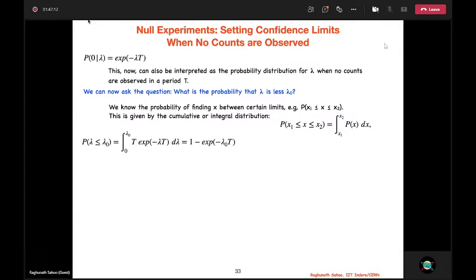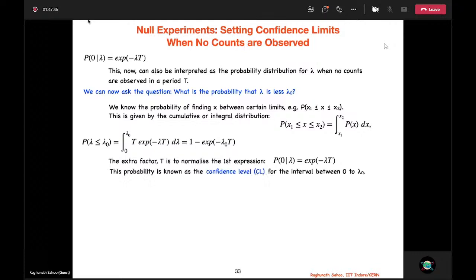Now if I ask the same question for our radioactive decay, what is the probability that lambda is less than or equal to a certain lambda 0? Then I calculate the same equation with the limits 0 to lambda 0, and here a factor of t is taken extra. This is to normalize the expression, because my calculation is done for the total time interval t, so I have put t in by hand. Now my P0(lambda) is e to the power of minus lambda t.